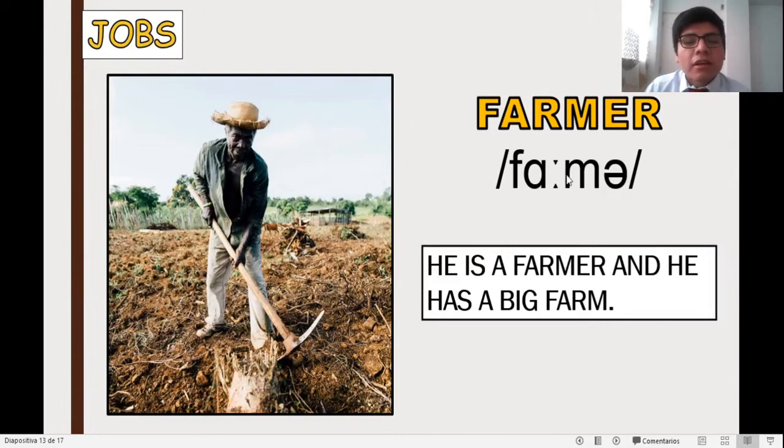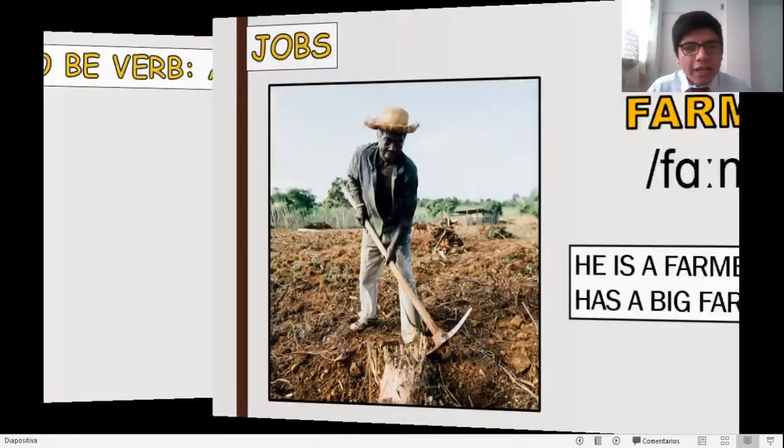Repeat after me, please. How do you pronounce this? Farmer. Okay? Farmer. Repeat with a long ar. Farmer. Exactly. That's great. You know now another job. Ahora sabes más trabajos, because this is not the same as your book. No son los mismos de tu libro, sino son otros, because you need to know more.